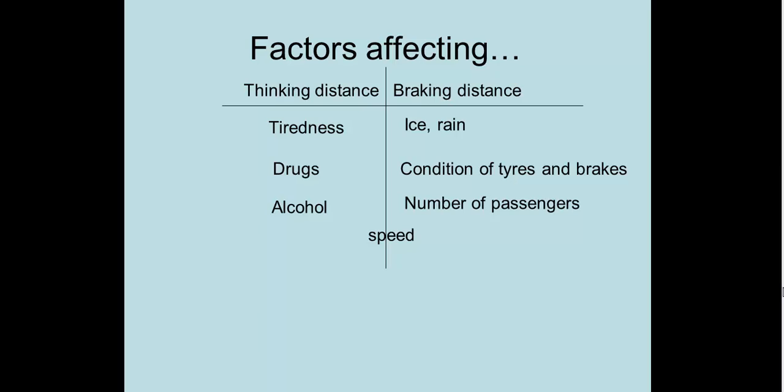If a question asks you for a factor affecting braking distance, you could put condition of tyres. If the question asks you for a factor increasing the braking distance, you'd have to put poor condition of tyres.